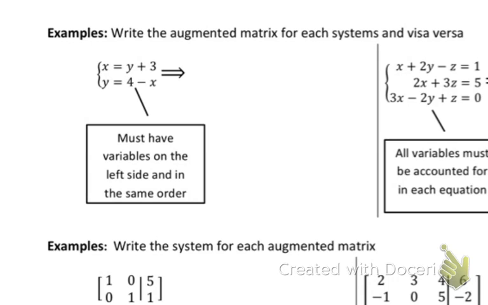All right, we're going to write the augmented matrix for each of these systems, and we're going to go vice versa. So first of all, we're given two systems of equations. We've got x equals y plus 3. We have y equals 4 minus x. And note that, big note.